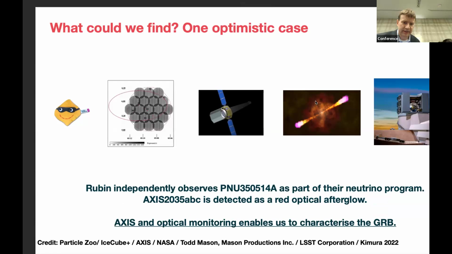And this is just the beginning. Obviously, then we would try and get as many observations as we could to really understand the physics that's going on. And between AXIS and other multi-wavelength observations, we'd really be able to fully characterize this very exciting GRB.